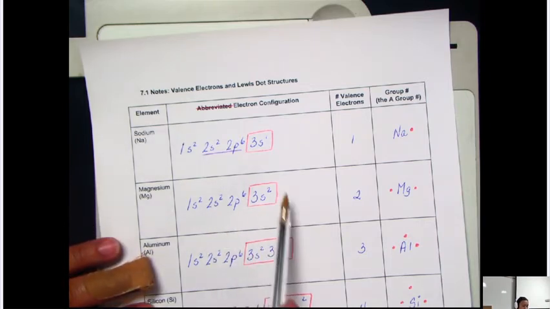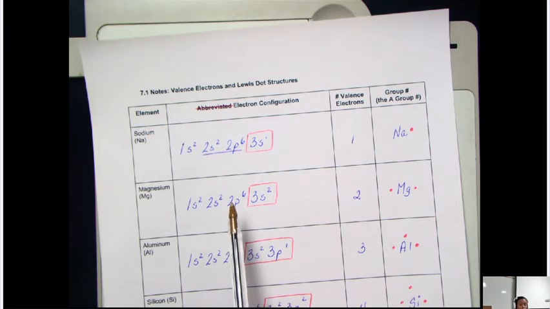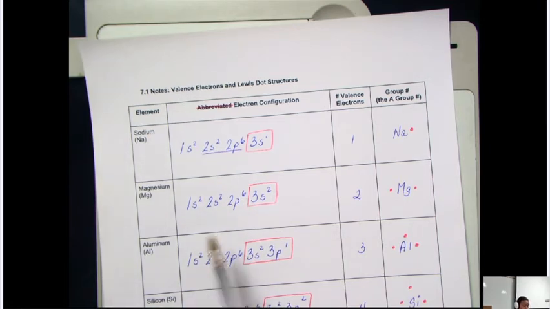So magnesium, this is the electron configuration of the neutral form. Magnesium has 12 total electrons. Atomic number of 12, that's 12 protons. It also has 12 electrons. So when you write out the electron configuration, you see that it has 2 valence electrons.